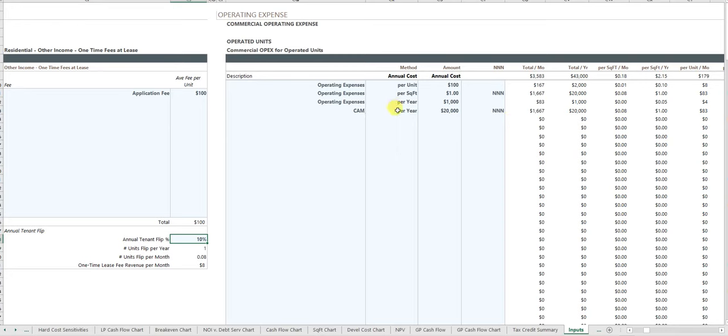You can input different operating expenses with different projection methods per unit, per square foot, per year, and I could say, okay, I could also do percent of revenue, and you can also indicate that certain expenses are covered by triple net. So some expenses might be outside the realm of getting reimbursed, and here the model will match triple net expenses with your tenants that are triple net.